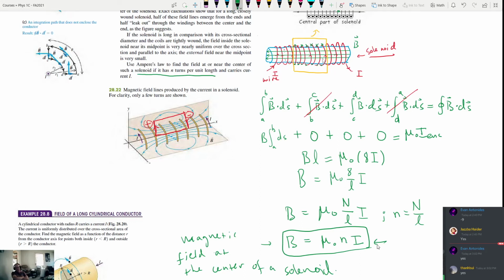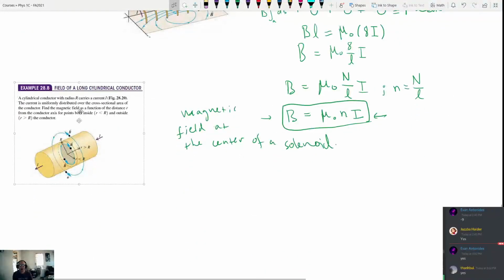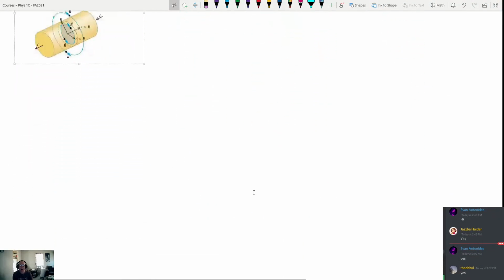Another word for a solenoid is just an electromagnet. This is very similar to what an electromagnet is, right? And the field of a solenoid is very similar to the field of a dipole or magnet. All right, so that's one way we can use Ampere's law. Another application of Ampere's law is here.